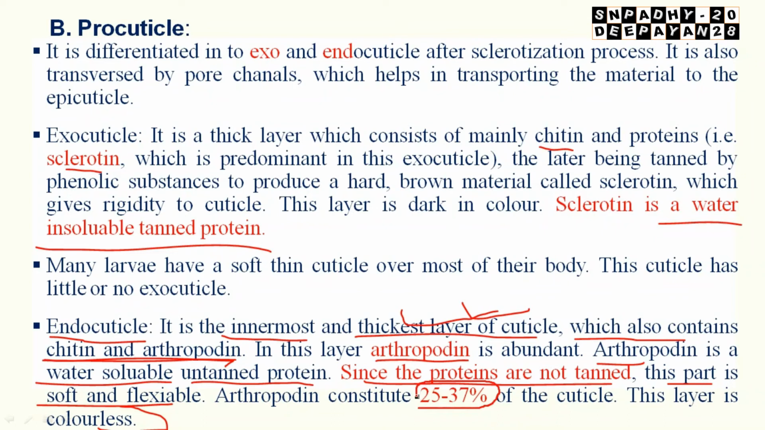Arthropodin constitutes 25 to 37% of the cuticle. Okay, so now understood. Endocuticle, innermost thickest layer, contains chitin and arthropodin. Here arthropodin is a water soluble and non-tan protein. Since the proteins are not tanned, they are soft and flexible. They constitute 25 to 37% of the cuticle. This layer is colorless. So for now, you can see the difference.